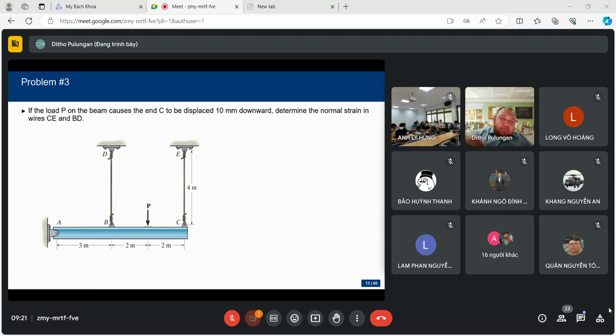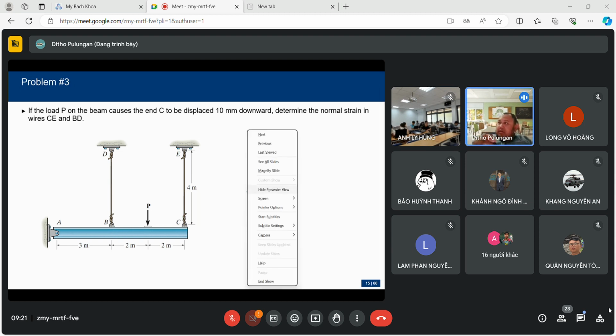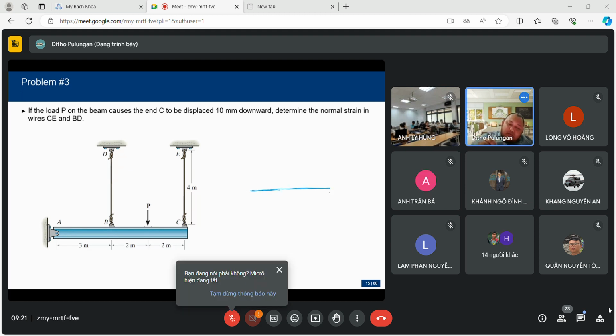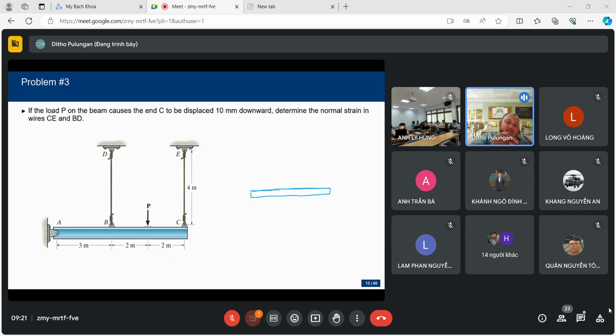Can you solve it? Does anyone get it? It's very simple actually. So now imagine that you have a beam initially like this, and then it says that the point C is displaced 10 millimeters downward. Yeah, so it's like this, 10 millimeters. So if you simplify, it's from like this to here. So this is 10.